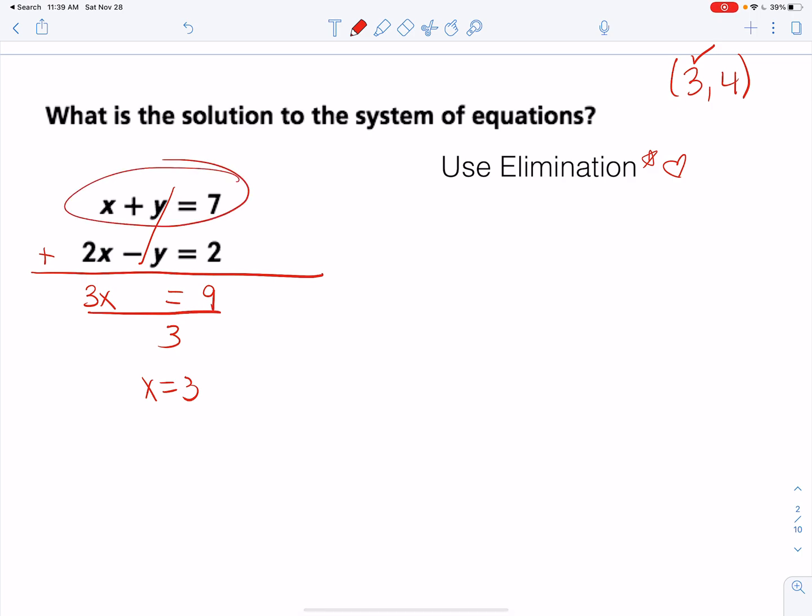And then to find the y value, you just plug into the original equation, any one. I'm going to pick this original equation. So 3 plus y equals 7. Minus 3, y is a 4. Check. So elimination can sometimes be a quicker route to go. We're going to practice elimination for a few examples, and then we'll look at some where you get to choose which method you prefer.